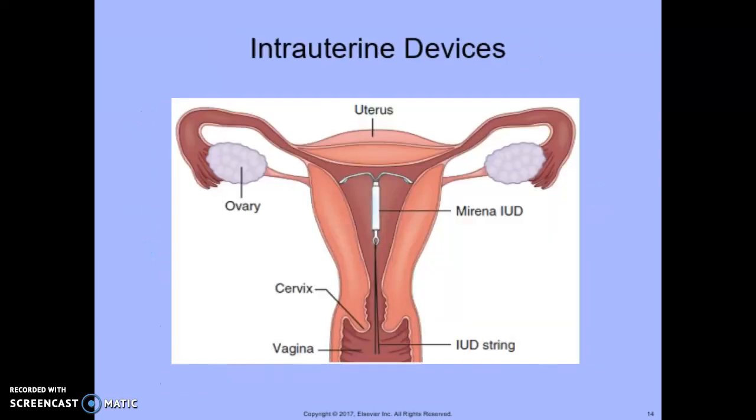There are intrauterine devices. This is figure 17.5. So this is the Mirena IUD that it's showing here. IUDs work to inhibit fertilization by blocking the sperm's journey to the fallopian tubes. And if fertilization does occur, they prevent the embryo from implanting into the uterine wall.